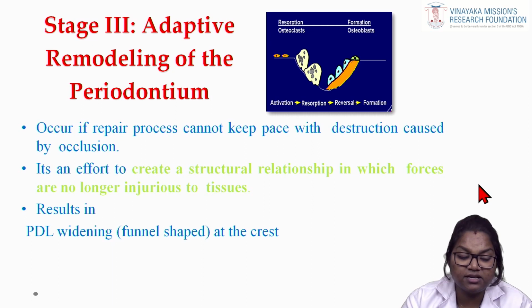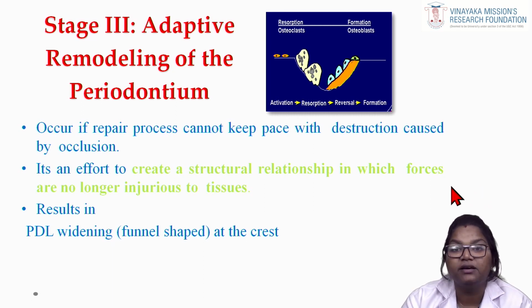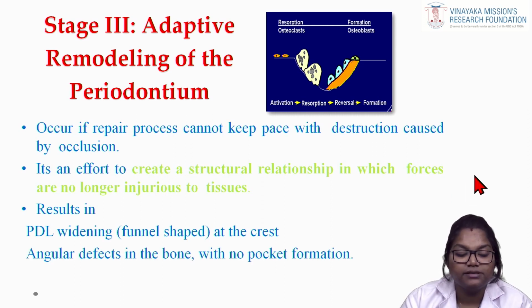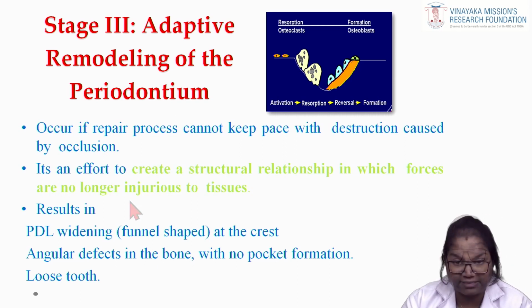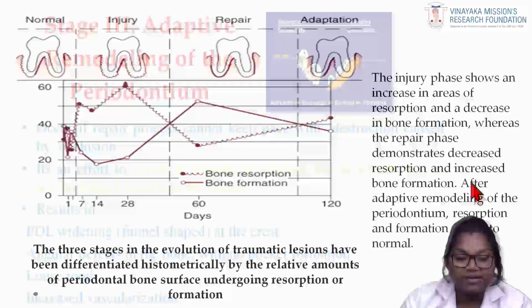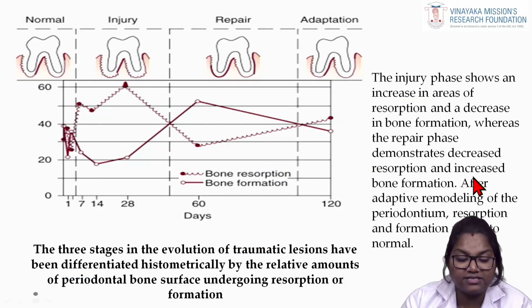So it results in periodontal widening, that is your funnel shape. Funnel-shaped periodontal widening is an important feature that is seen at the crestal region. Then angular defects in the bone with no pocket formation, and then we can see your loose tooth. So here the adaptive remodeling is the repair process that is seen when it cannot keep pace with the destruction that is caused.